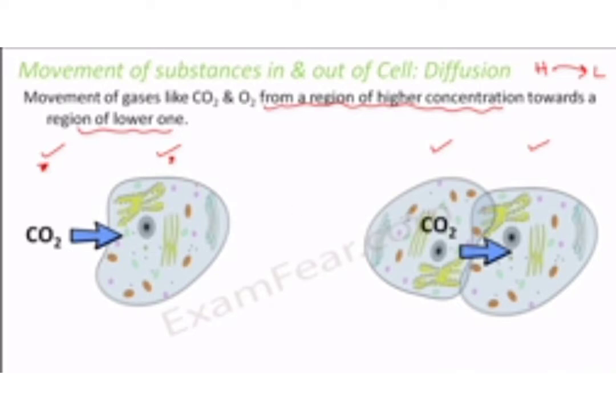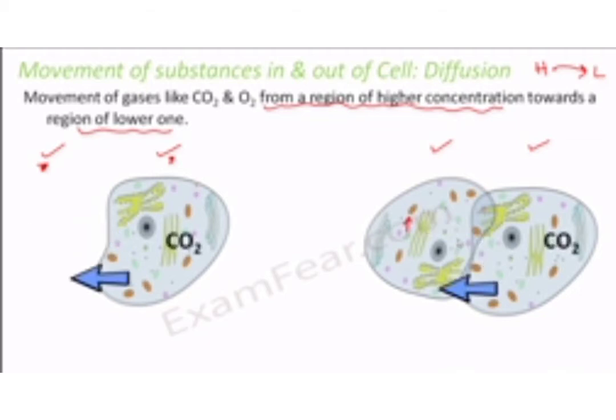Similarly, if there are two cells, and the concentration of carbon dioxide is higher in this cell, then carbon dioxide will start moving from this cell to this cell. So this plasma membrane will allow this movement, but it will not allow the movement in the vice versa direction. That is why plasma membrane is a selectively permeable membrane. Now similarly, if the concentration of carbon dioxide is higher inside the cell, it will start moving out of the cell. So the cell will start losing carbon dioxide to the external atmosphere. And here also, if the concentration is higher here, it will start moving from this cell to the previous cell.